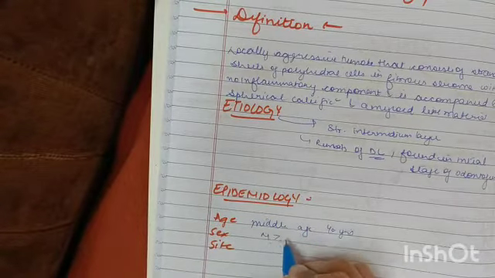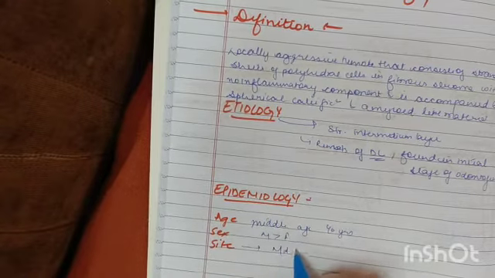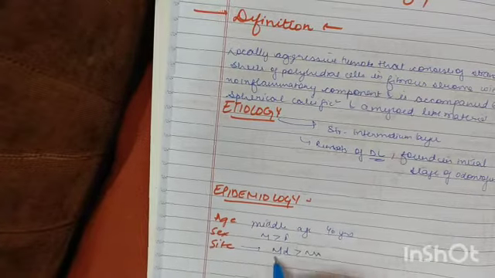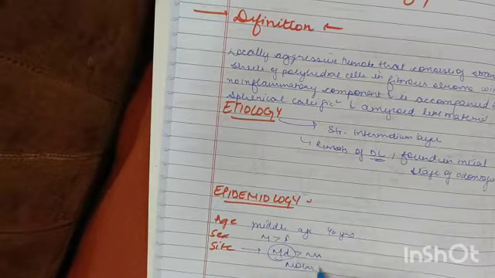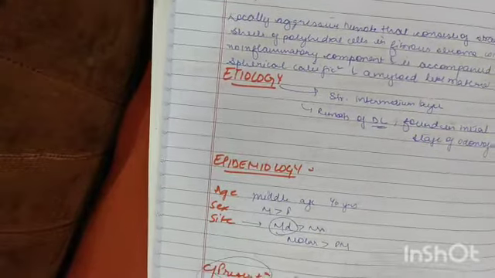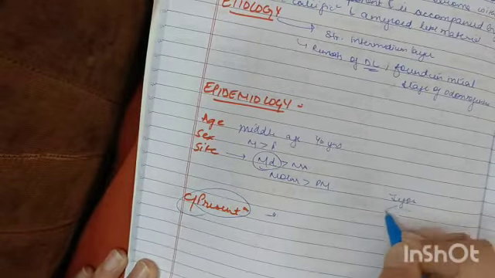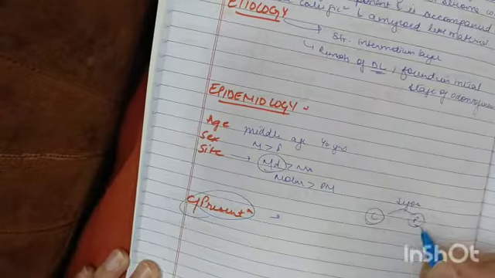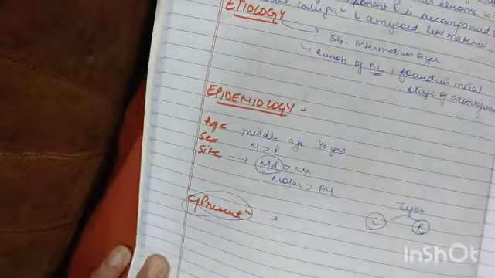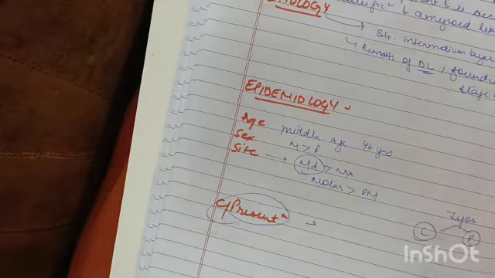Then it is more in males than in females. Also, in site, it is more in the mandible than in the maxilla. In the mandible, it is more in the molar region than in the premolar region. Now, coming on to the clinical presentation, before that, remember there are two types: one is the central and one is the peripheral. The peripheral basically lies in the anterior part, and it presents as a soft tissue swelling.